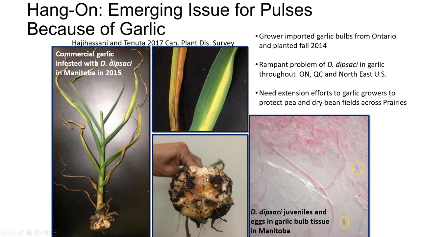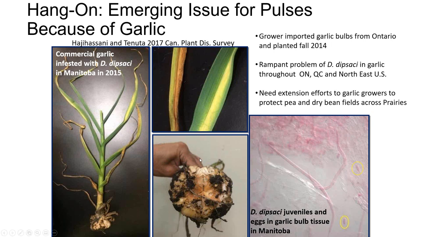It turns out, in effect, what ended up happening was he bought infested garlic seed from Ontario, planted it, and he planted the nematode into his field, and it decimated his crop. So I suggested to him to not put garlic or onions in that field at all, okay?